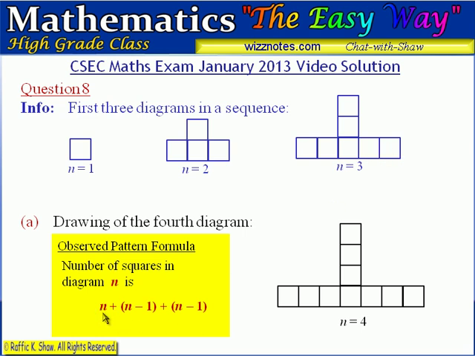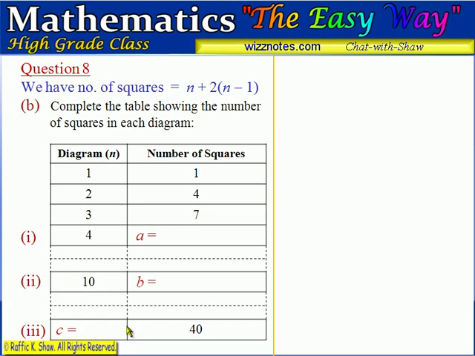So if the diagram number is n, then the number of squares would be n up the middle, n minus 1 on the left, and n minus 1 on the right. This reduces to n plus 2 times n minus 1. N up the middle, and then the 2 n minus 1s on each side. This formula can be used to calculate the number of squares in each pattern. Let's move down now to part B.